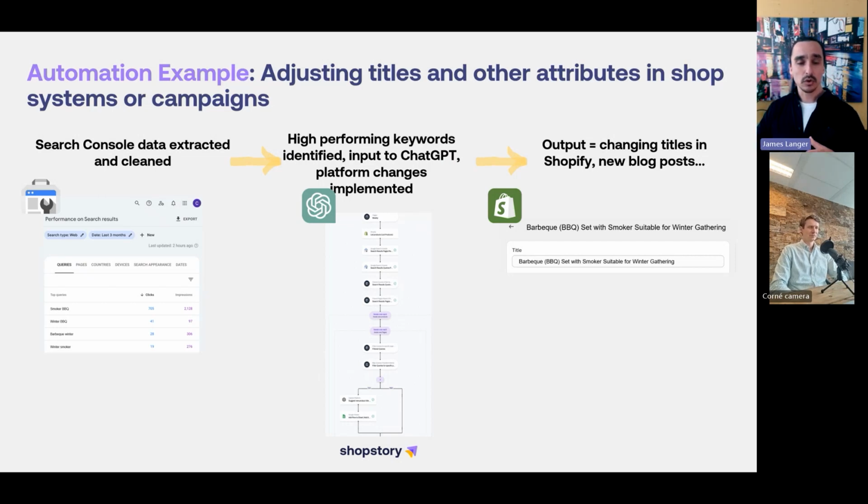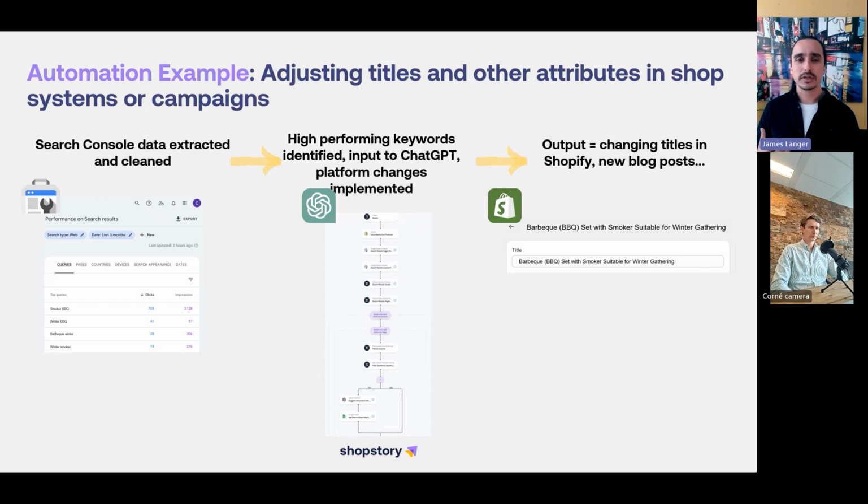ChatGPT then takes, in this example, your Shopify data, your Shopify titles and descriptions, looks at how they were before, looks at the keywords that we've told it should implement, and then puts them together. And the output is changes in titles in Shopify, but it could also be new blog posts. And a similar example can also be applied to your paid campaigns, where you tweak the titles of your products in your shopping ads, etc.